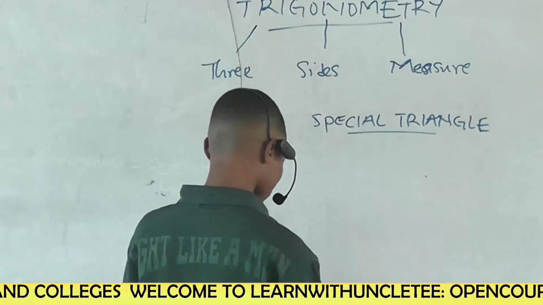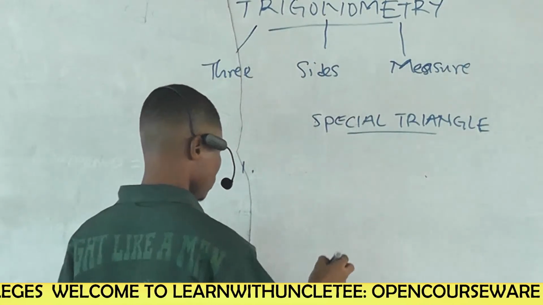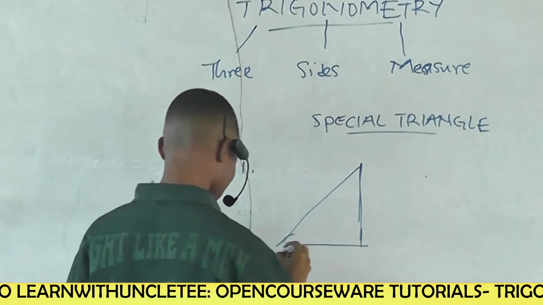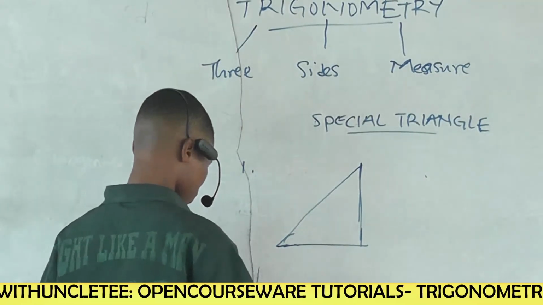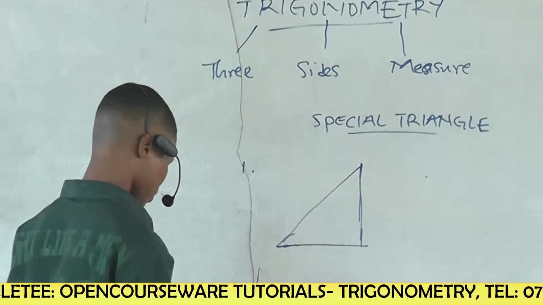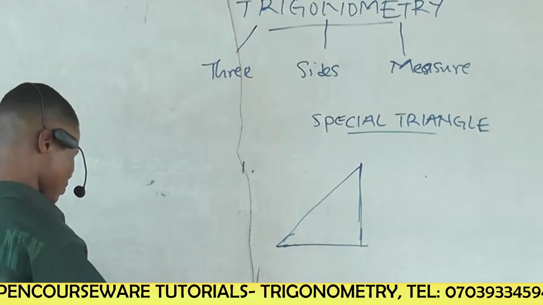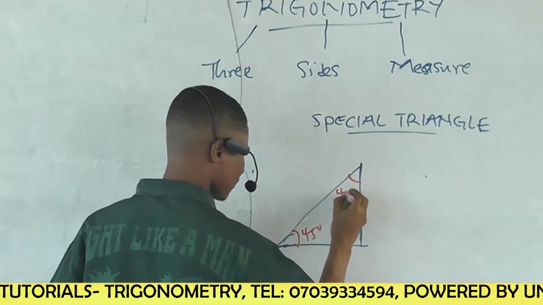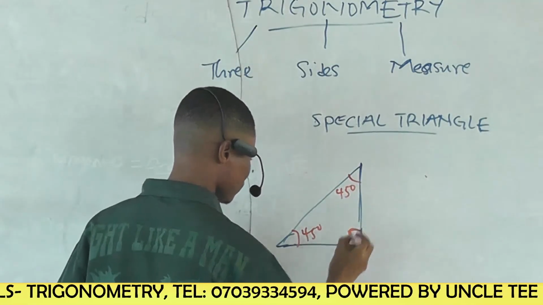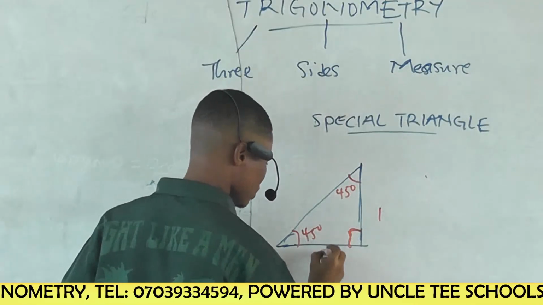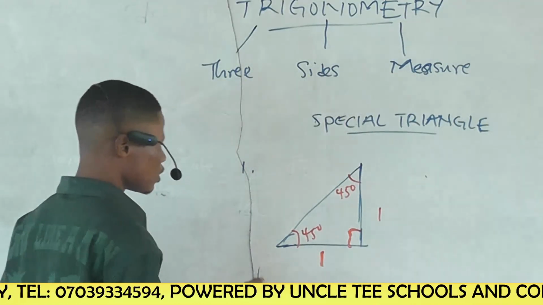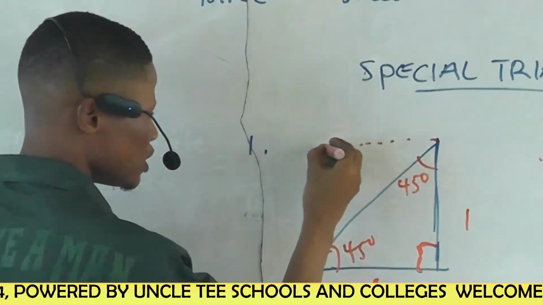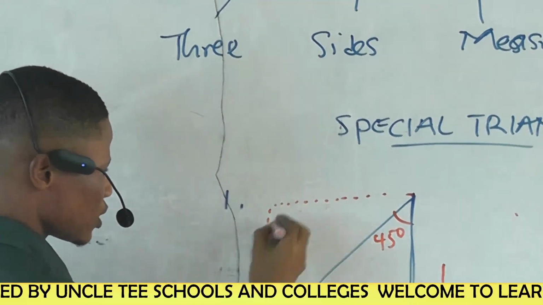So given a triangle, 45 degree, then we have the angle here. This one is 1 and this one is 1. Now, if you consider this triangle, if you look at it very well, this triangle forms a square, yes or no?